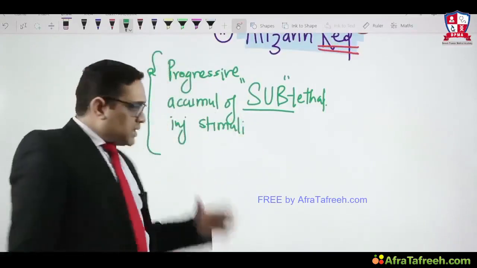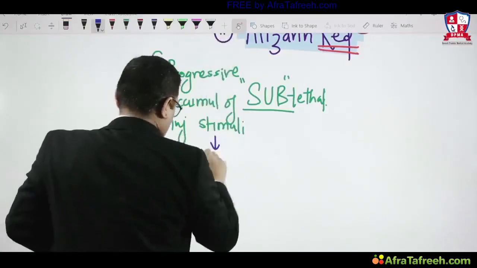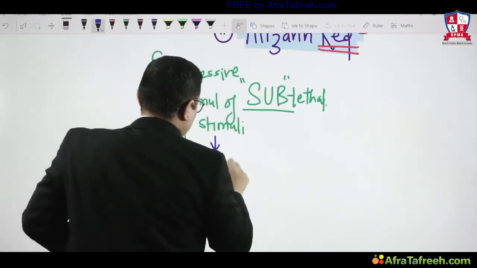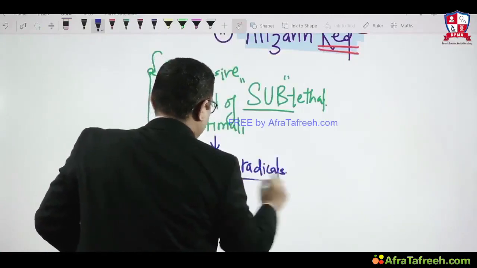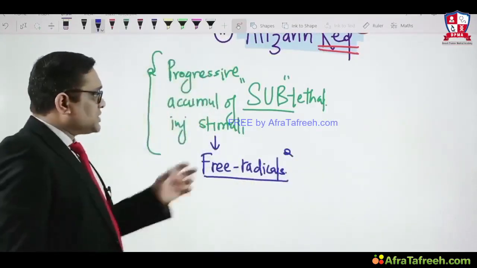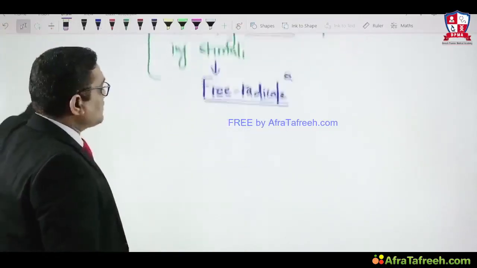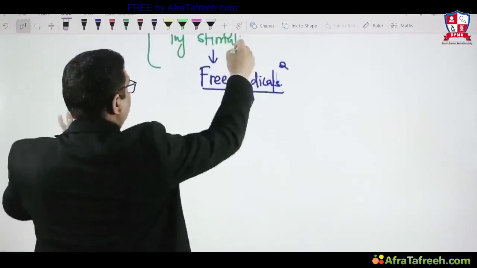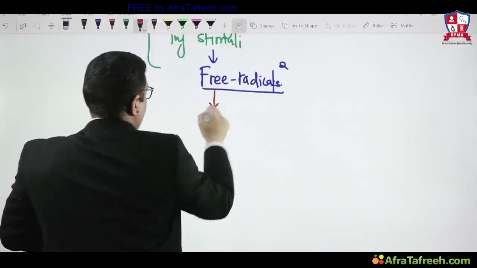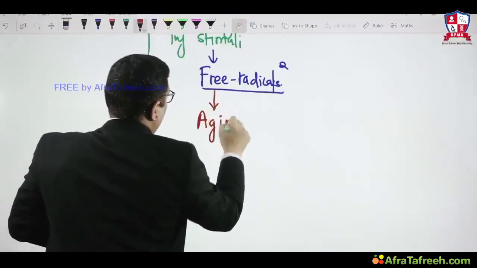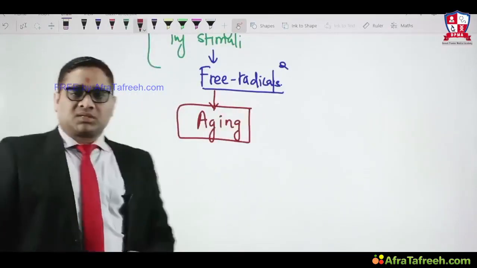What will happen because of this? There will be continuous production of free radicals. Because of this progressive accumulation of sublethal stimuli, free radicals will be produced, and these free radicals will cause damage to the various organelles, cells, tissue, and promote aging. So now we are going to discuss the last topic, aging.